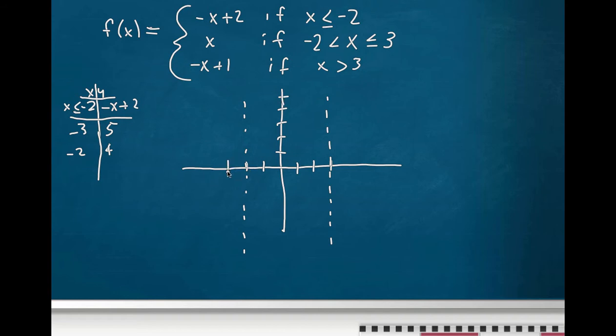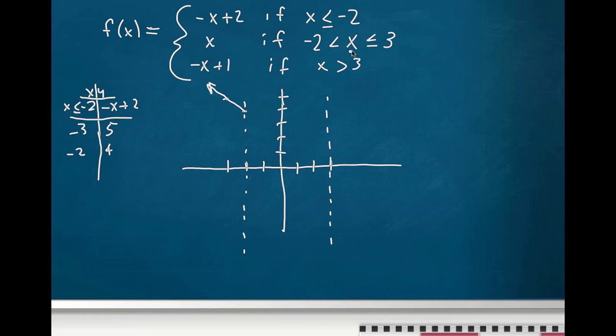So we have the dot minus 3, 5, and we have the dot minus 2, 4. And then we have a line here.